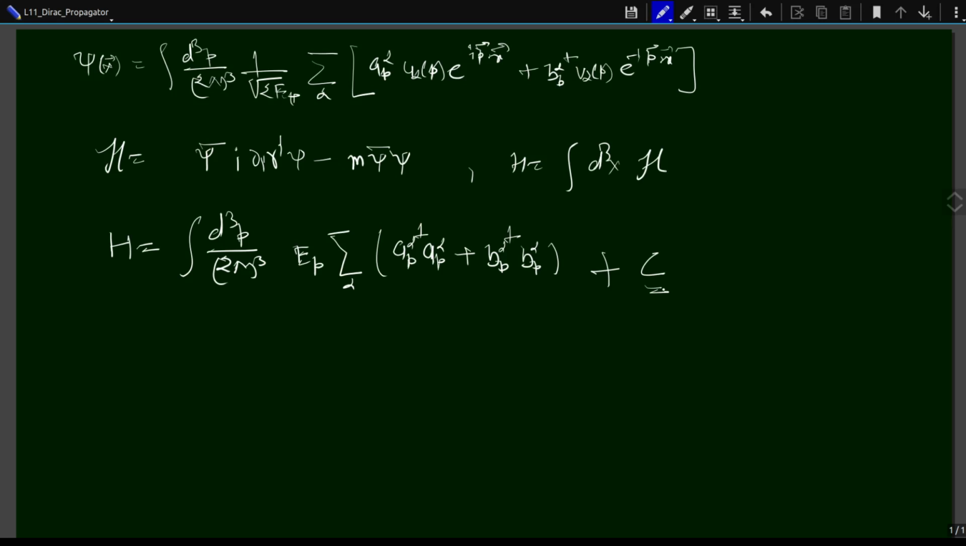It's an infinite constant, but what matters, this is a complex number, an infinite complex number in general, and this is the operator. All the dynamics is computed using these operators, while this complex number, which is technically infinite, has no consequence in computing any physical quantities. So in our definition of H, we basically drop this.